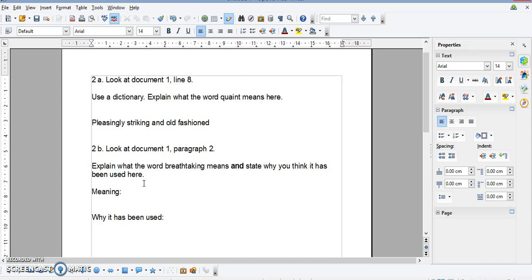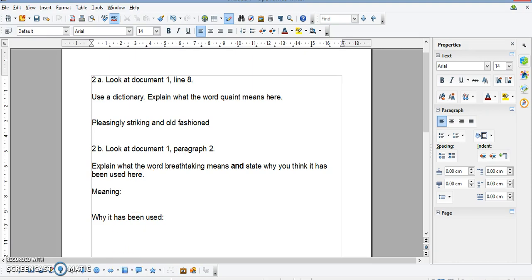Pleasingly, strikingly old-fashioned. So, now we need to look at the second part of this question, and this question will usually be split into 2 parts. Now, this second part requires us to read around and read the entire document and think about what the overall aim of the document is, what the overall purpose is.